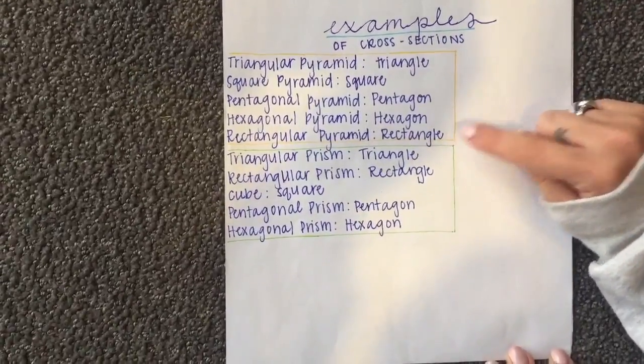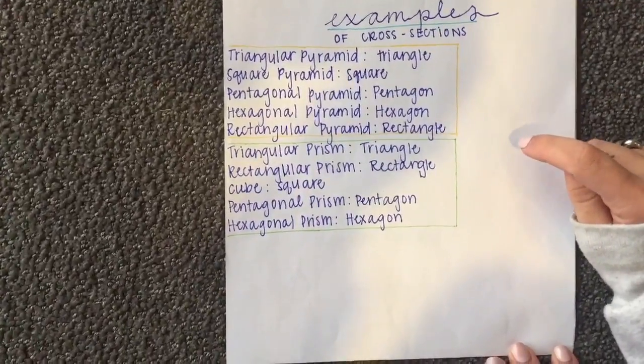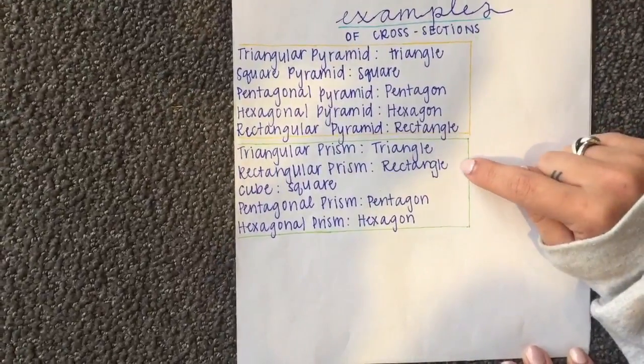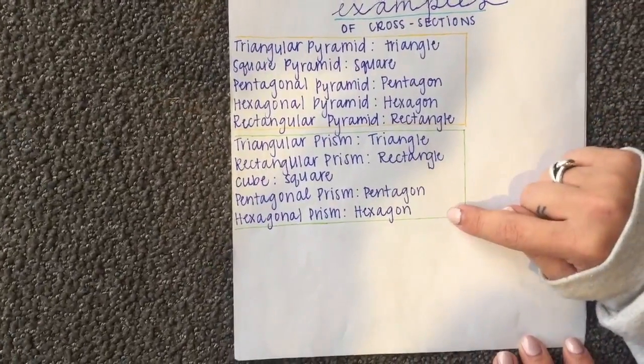Here are some examples of prism cross-sections. With a triangular prism, you would get a triangle. With a rectangular prism, you would get a rectangle, and so on.